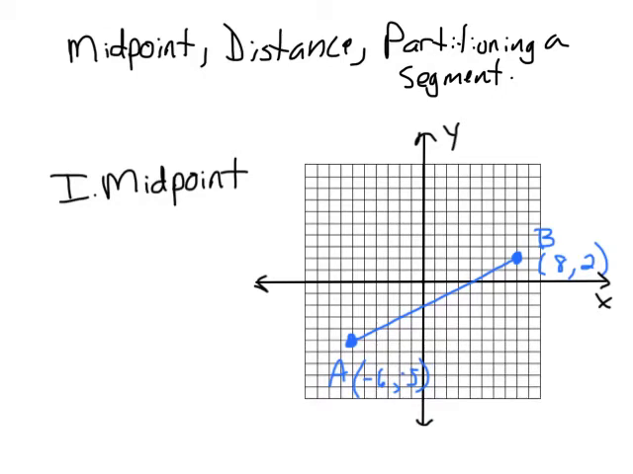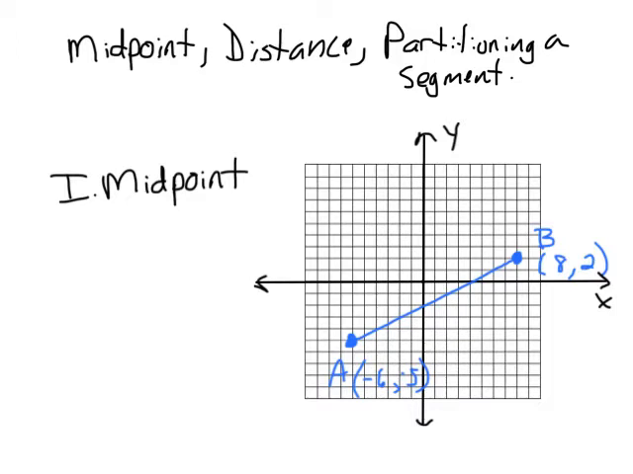We're going to review some coordinate geometry calculations. We're going to review midpoint, distance, and then partitioning a line segment. The midpoint is the middle of a line. So if I have my line segment here, I want to find the coordinate that's the middle. So we end up with a coordinate when we are done.